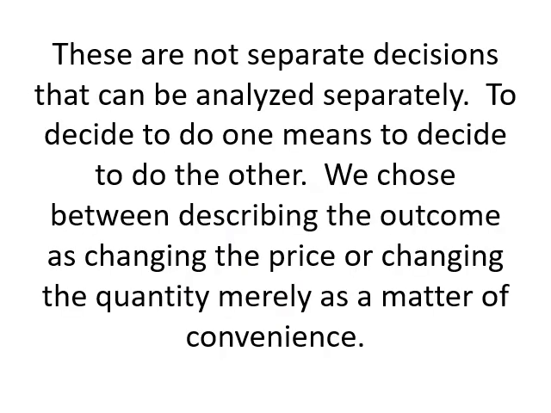Because choosing the price and the quantity are not separate decisions to be analyzed separately. To do one thing means to decide to do the other, whether you explicitly note that or not. So what does this mean about understanding if the Federal Reserve Board is choosing to change the money supply or choosing to change interest rates?